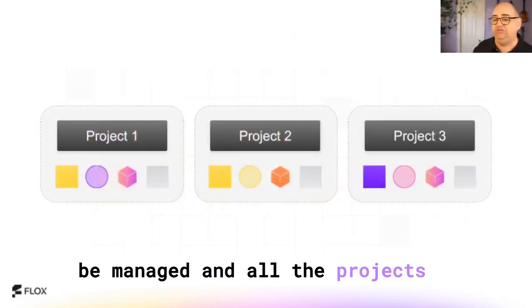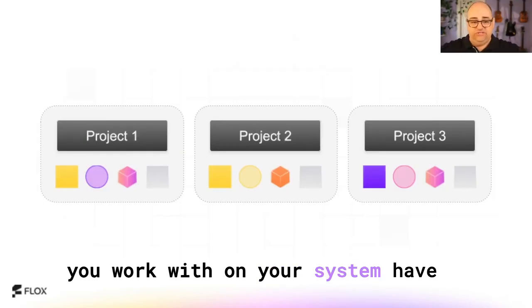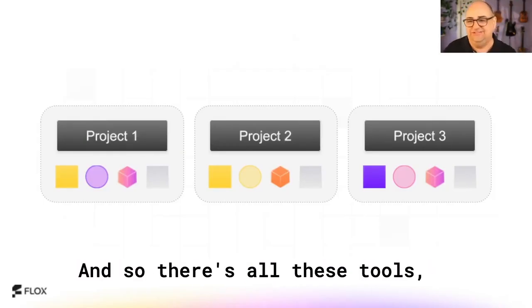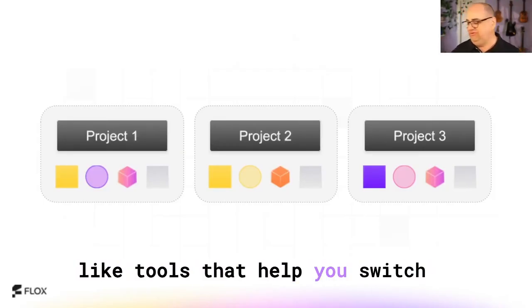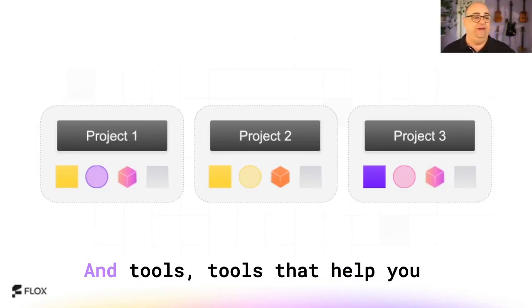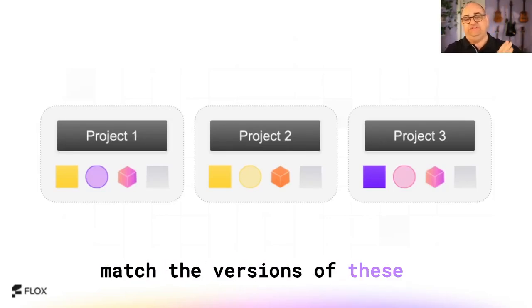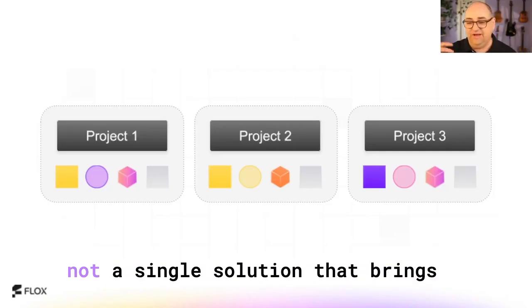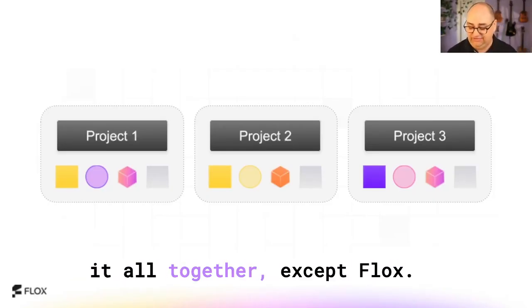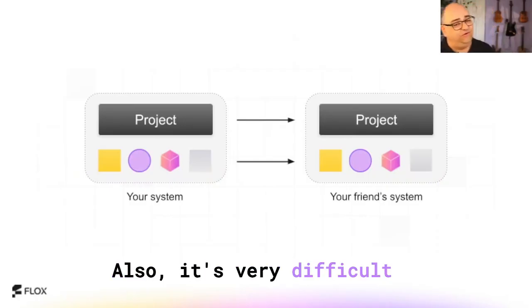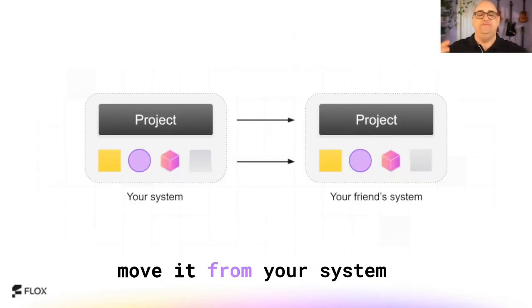And all the projects you work with on your system have their own obnoxious collection of stuff. And it's always different. And so there's all these tools, like tools that help you switch your version of Node, and tools that help you find the other version of Python that you want, and tools that help you match the versions of these things up with these projects. But all these tools are really fragmented today, and there's not a single solution that brings it all together, except Flox.